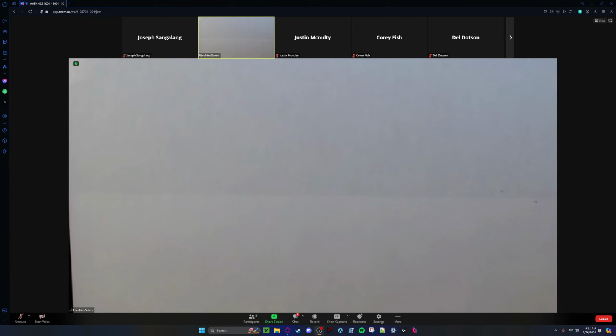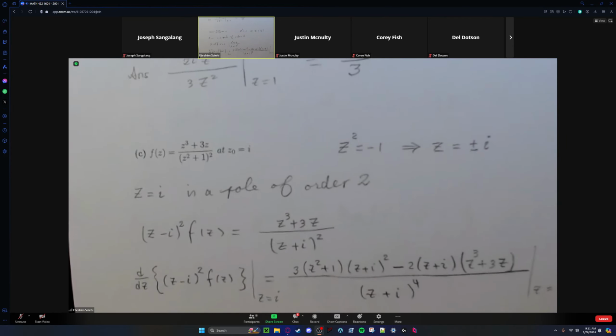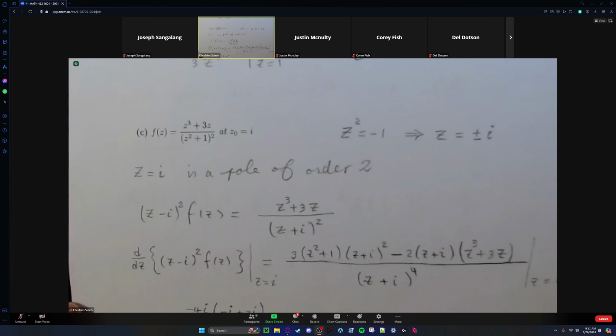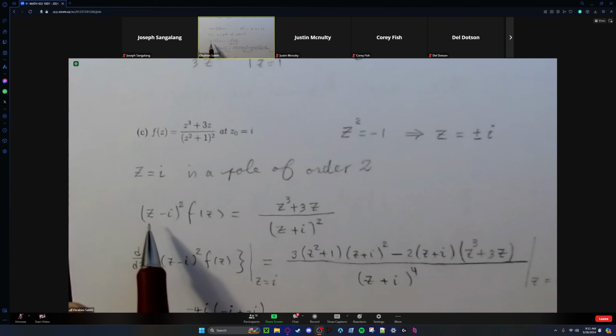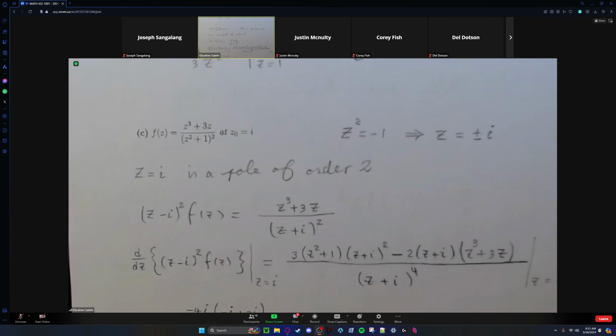For 9C, you had a formula for finding, here is 9C. Del Dodson is asking about this 9C. It is not a simple pole. It's a pole of order 2. In general, if it is a pole of order n, you multiply by z minus z naught to the n and take n minus 1's derivative. All right, that's how it works.